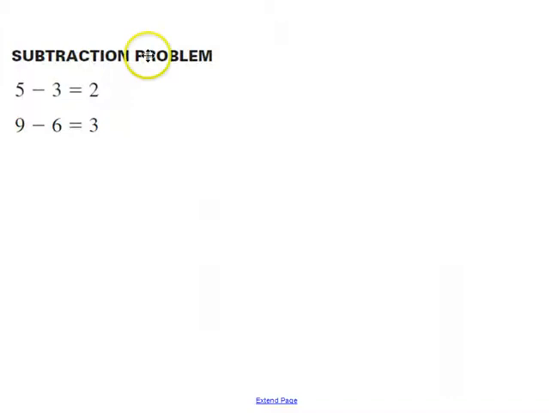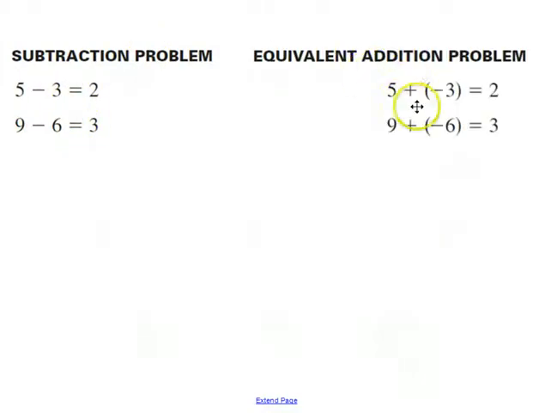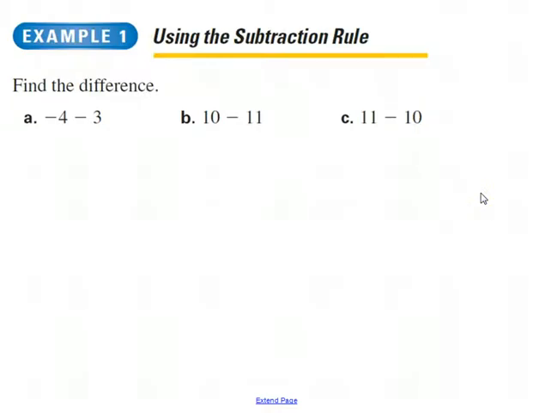So a few examples just to make sure you get the point. 5 minus 3, we're saying it's the same as 5 plus -3. And 9 minus 6 we're saying is the same as 9 plus -6. And notice, whether you do it as an addition problem or as a subtraction problem, you get the same answer, 2 for the first, 3 for the second, in both cases. So let's put it to use. Let's find the differences in each of these 3 problems.